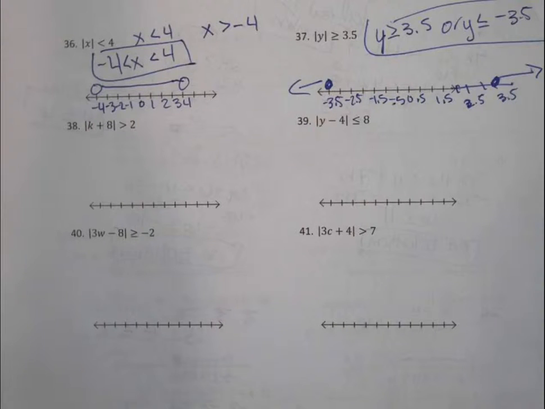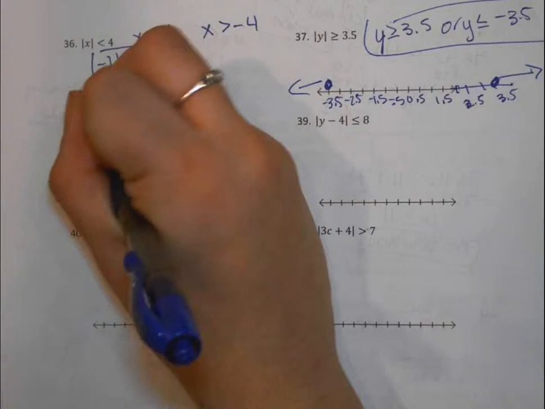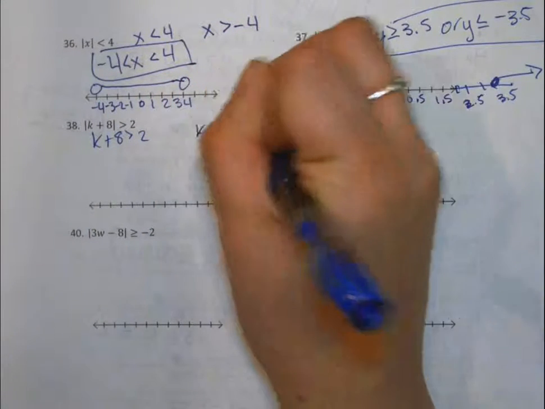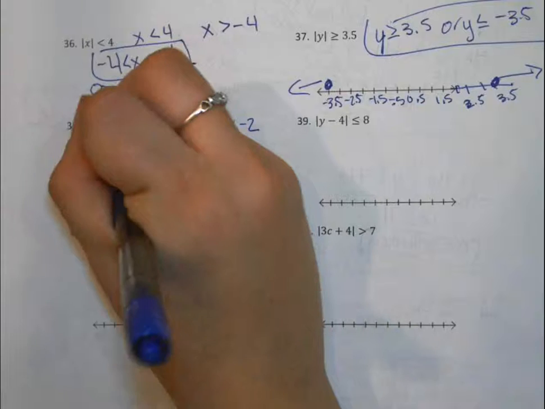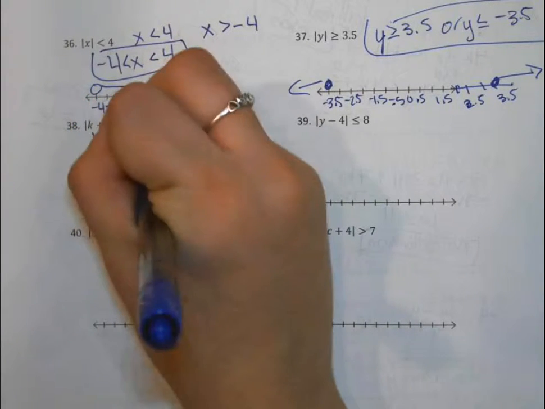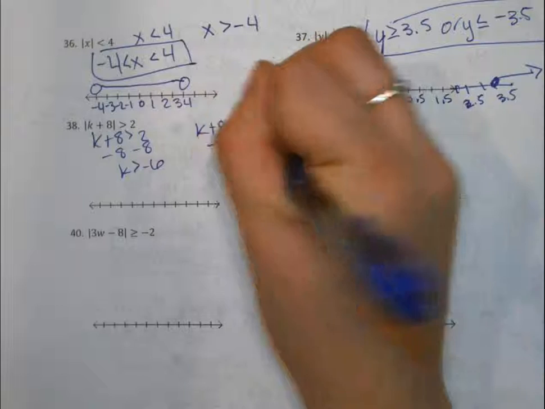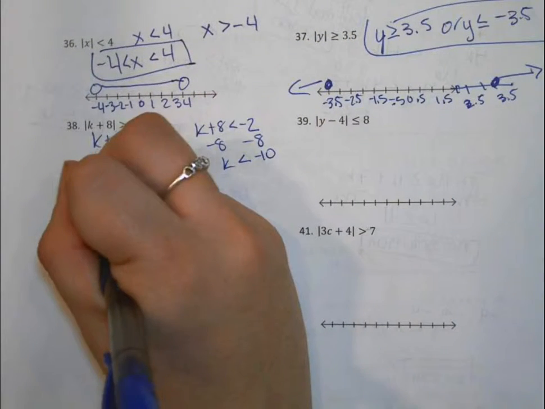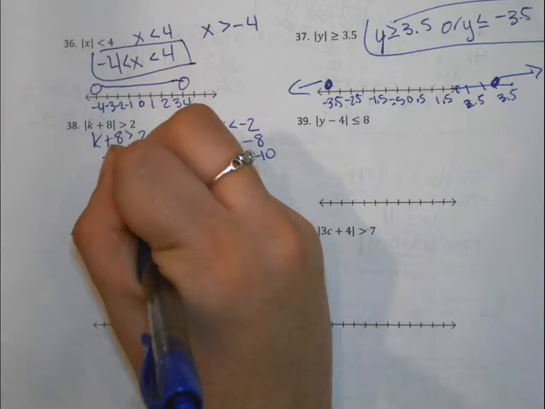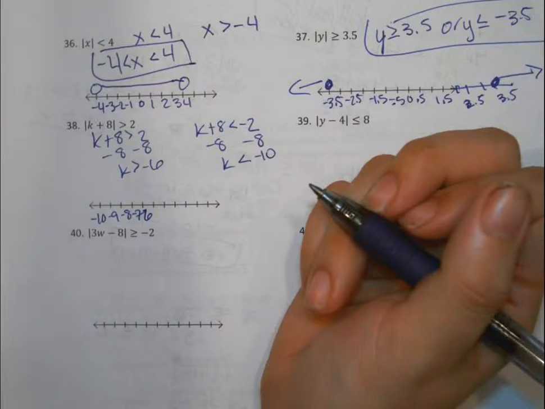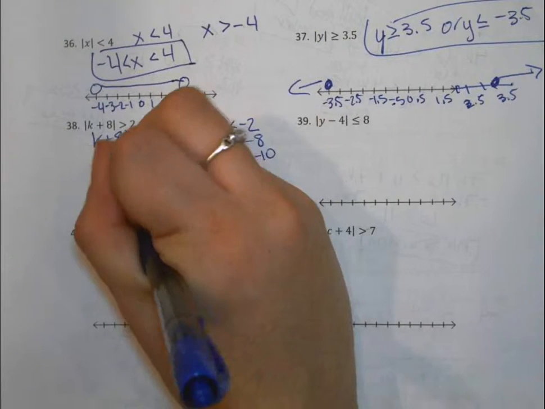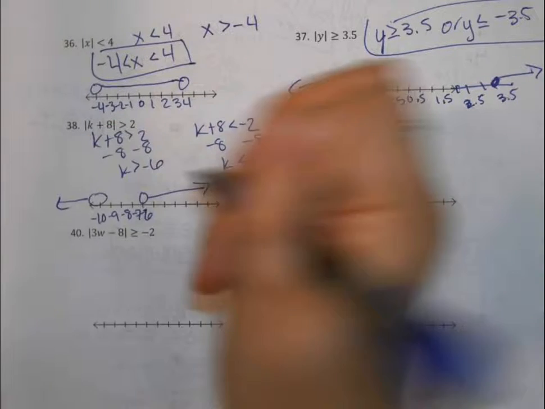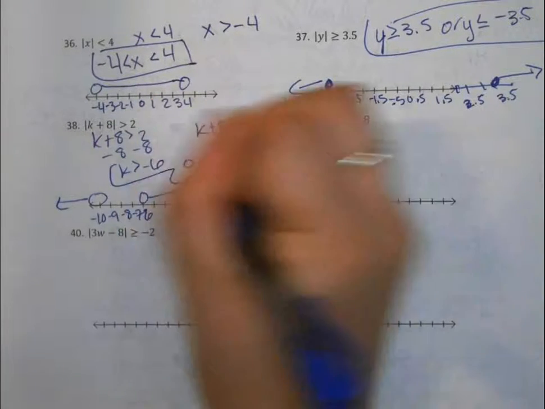Okay. On number 38, I set up my two inequalities. I have k plus 8 is greater than 2, and k plus 8 is less than negative 2. I solve them, I subtract 8 on both sides. K is greater than negative 6. On the second one, I subtract 8. I have k is less than negative 10. Open circles for both. Greater than negative 6 goes to the right, less than negative 10 goes to the left, so they get an or in between for my answer.